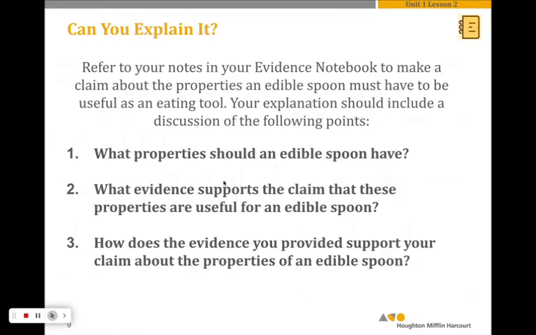Let's add details to our evidence notebook that would help support our claim about the criteria and constraints that our edible spoon should have.